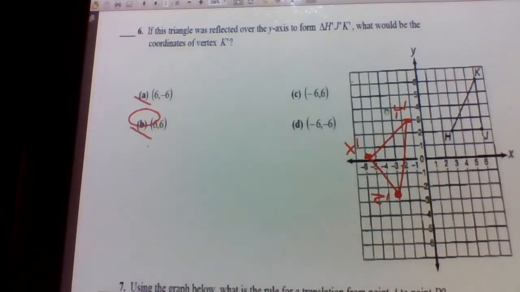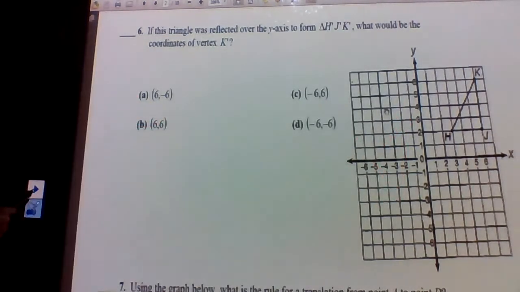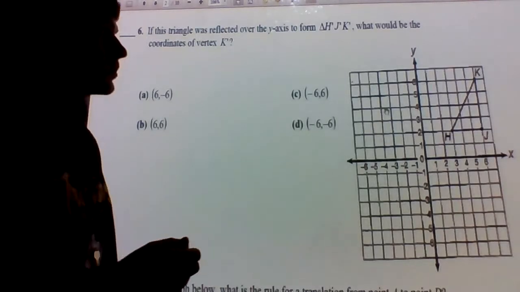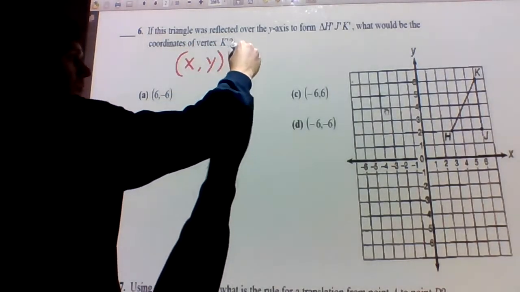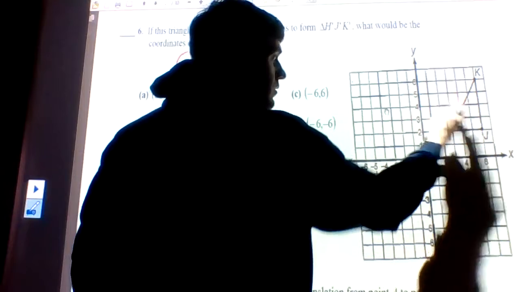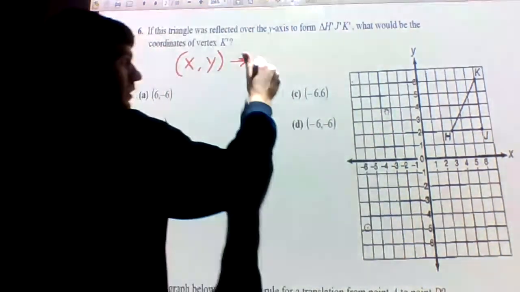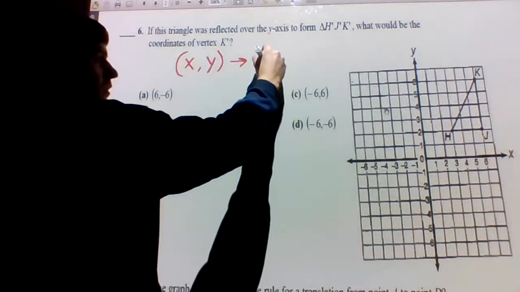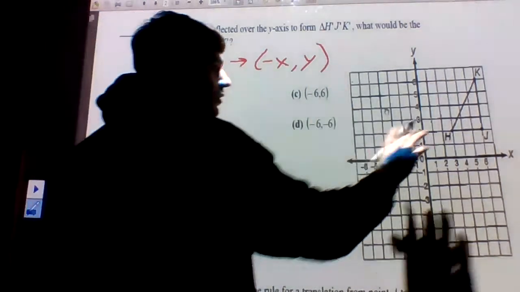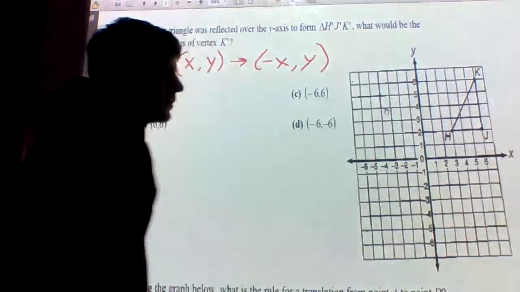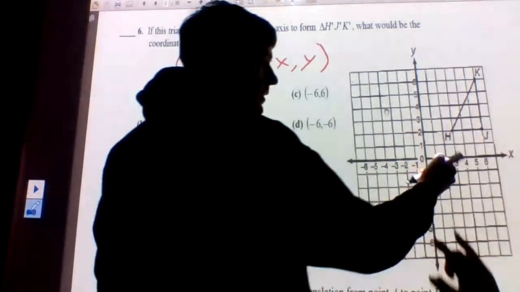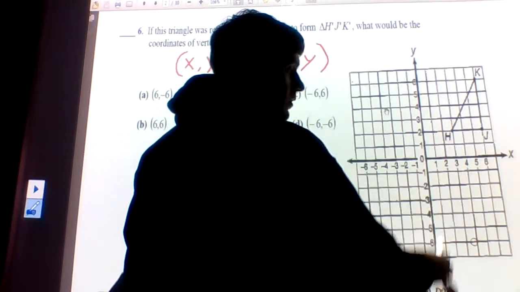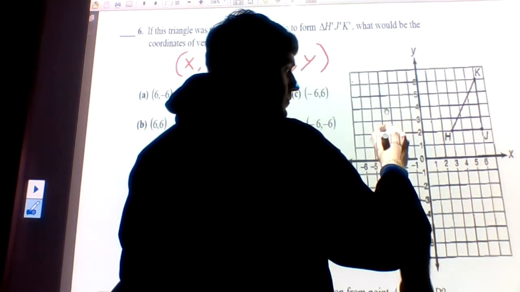Number 6, if this triangle is reflected over the y-axis to form triangle H prime, J prime, K prime, what would the coordinates of the vertex K prime be? We're reflecting over the y-axis, so we can use our rule. The y-axis is the vertical, which means we're flipping it this way. Our y values stay the same, and we have to change the signs on the x values. All the positive x's become negative, all the negatives become positive. Then we can plug each of the points into the formula, or we can count it out. So H is 3 to the right of the line of reflection, so we need to go 3 to the left. And that's going to be H prime.